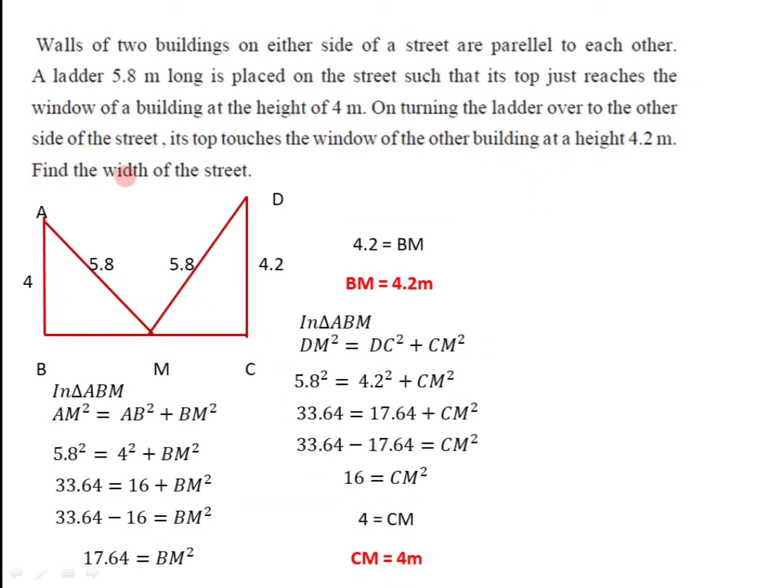Now, we have to find the width of the street, which is BC. So the width of the street is equal to BC. BC is nothing but the sum of two smaller segments, that is BM and CM. So we can write BC is equal to BM plus CM, as B, M and C are collinear points. Now the lengths of BM and CM we have both found here. The length of BM is 4.2 meters and the length of CM is 4 meters. So 4.2 plus 4 is 8.2 meters, that is equal to BC. Here the length of segment BC is 8.2 meters, that is, the width of the street is 8.2 meters.